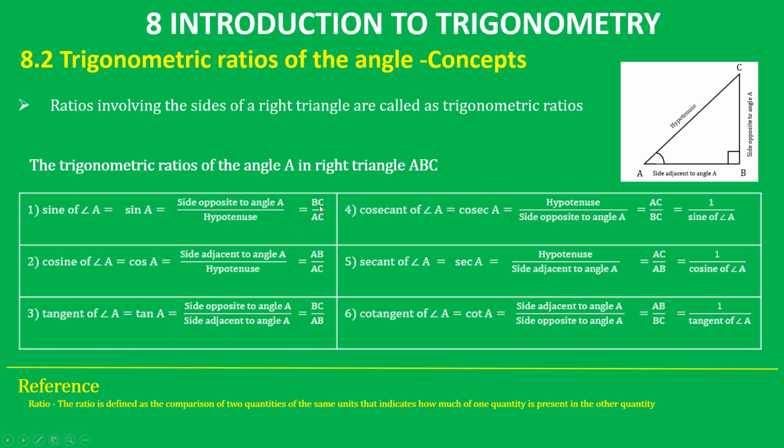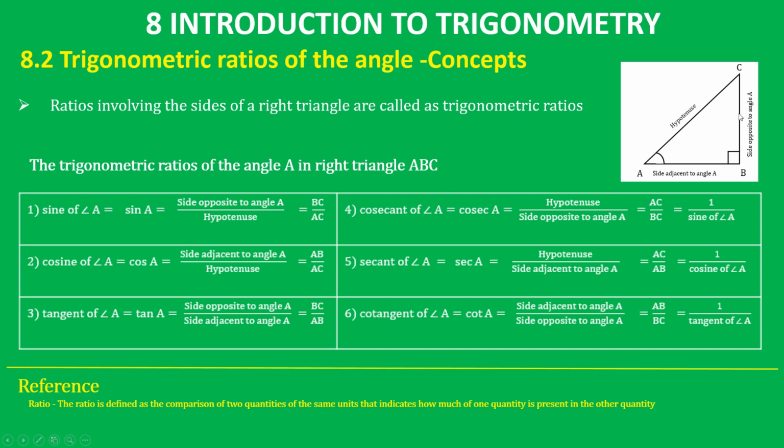And I have specified references. If you have a doubt about what a ratio is, you can refer to the reference. In every slide, wherever required, you need a reference to previous concepts related to trigonometry, which I have specified in the reference section. Alright. What is sine of A? Opposite side by hypotenuse. That is BC by AC. Correct? That is sine A.